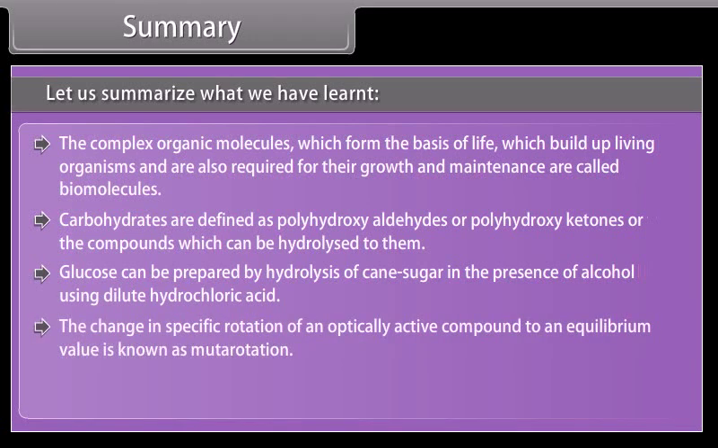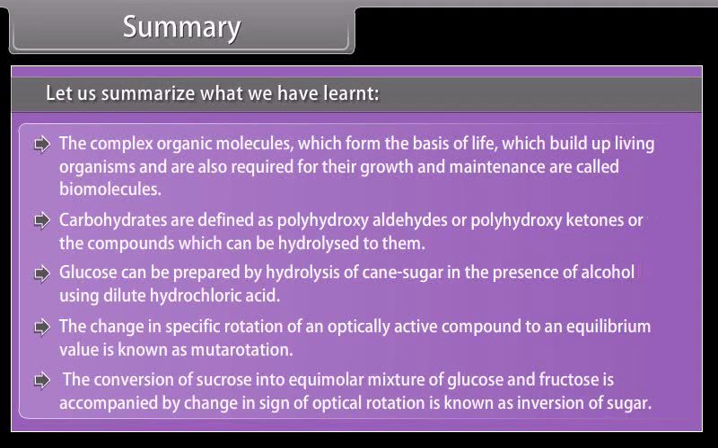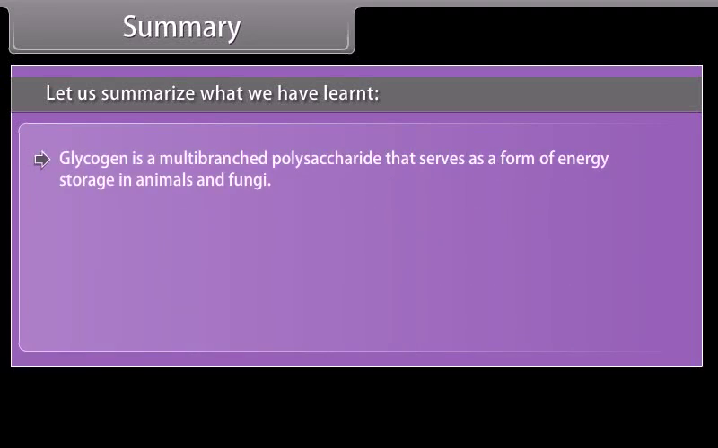The change in specific rotation of an optically active compound to an equilibrium value is known as mutarotation. The conversion of sucrose into equimolar mixture of glucose and fructose is accompanied by change in sign of optical rotation, known as inversion of sugar. Glycogen is a multi-branched polysaccharide that serves as a form of energy storage in animals and fungi.